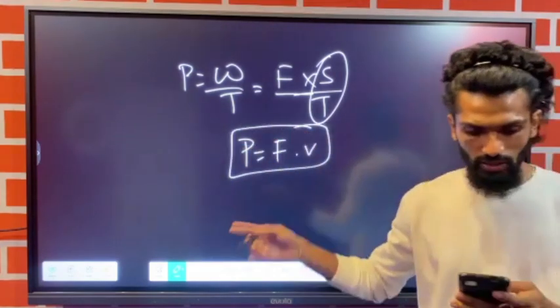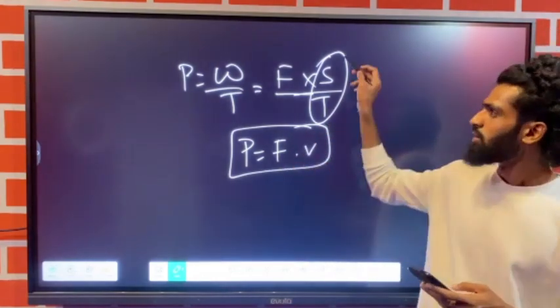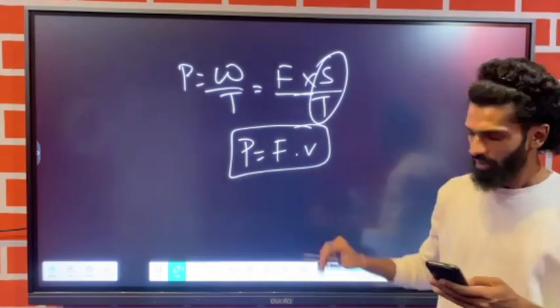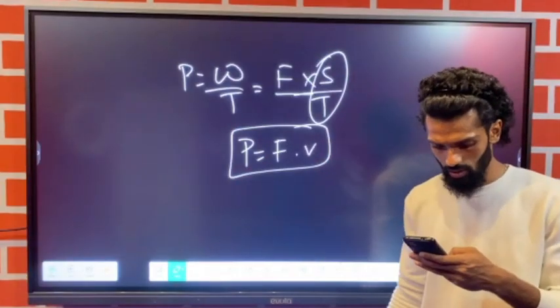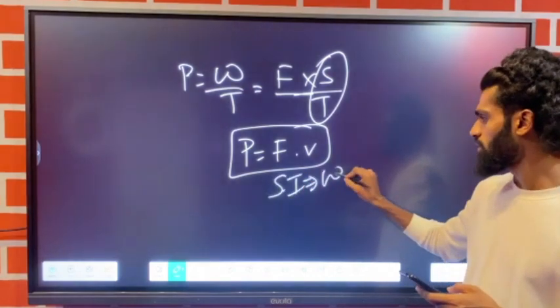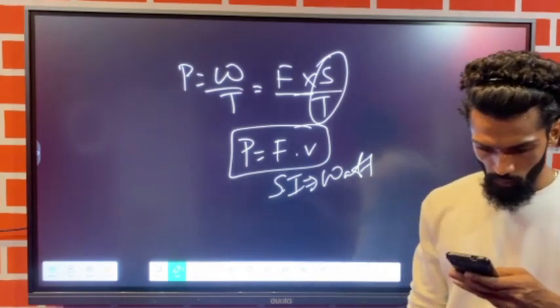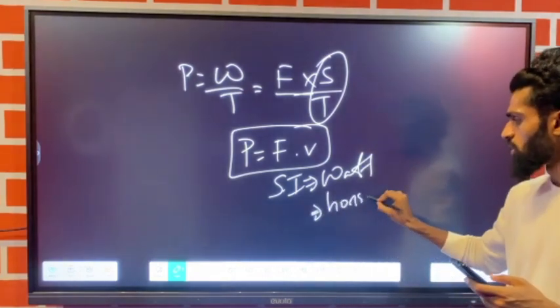This is one small thing which is there, not that important because understood. Distance by time is nothing but speed or velocity. It's a displacement, therefore velocity. Okay, P is equal to F into V. That's the whole point. Then the next page talks about SI unit. SI unit of power is watt. Also horsepower. Learn both. Because the numerical.